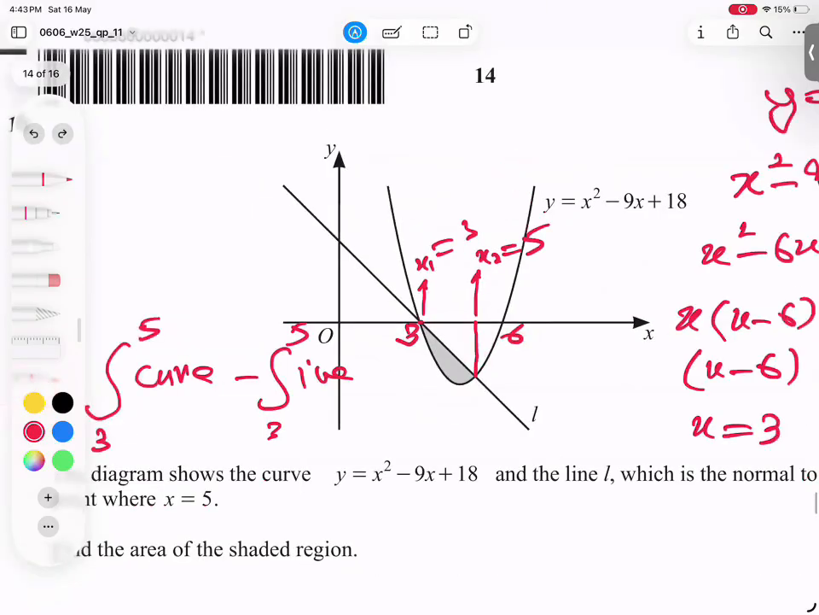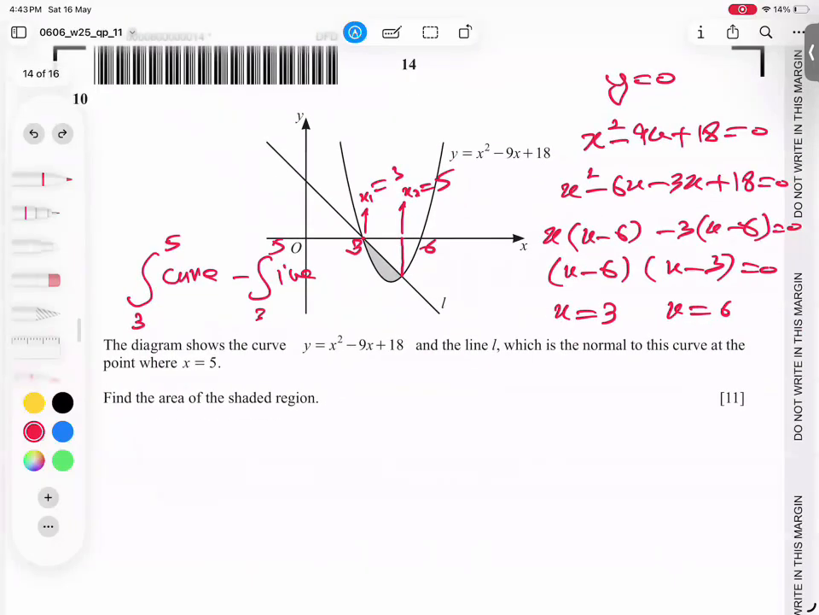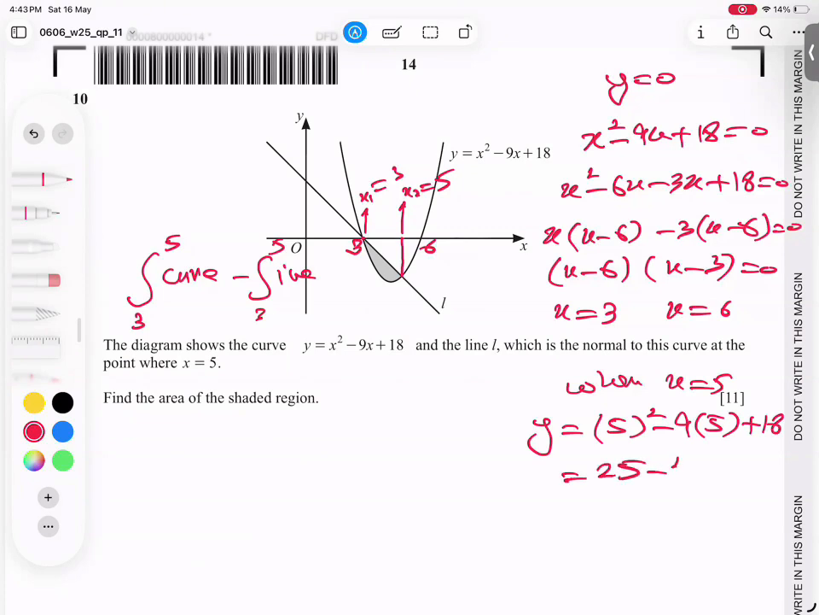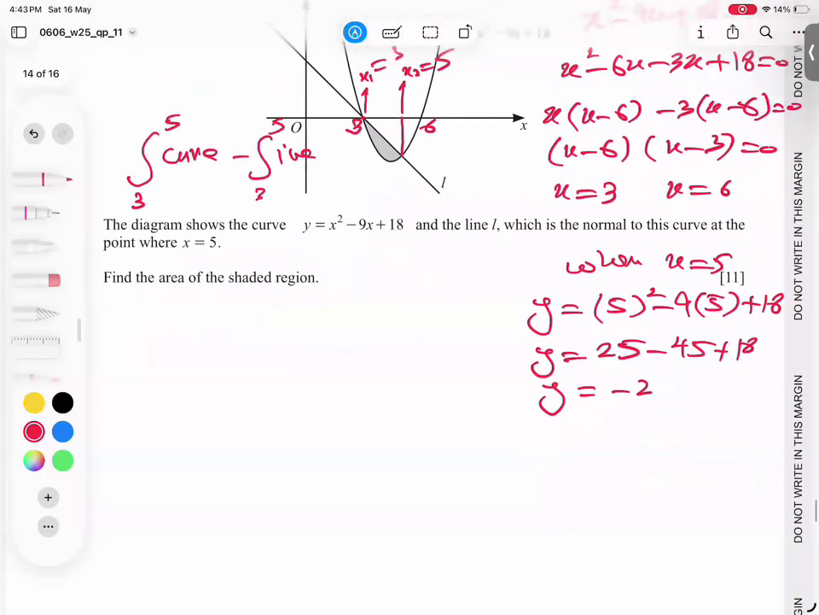So I will plug in 5 in the equation of the curve. When x is 5, plug in 5: 25 minus 45 plus 18. And the y value I'm getting here is, I think, -2, because 25 plus 18 is 43, minus 45 is -2. So I think now we can do it easily. No need of integration for this one, because the triangle area we can find easily now.